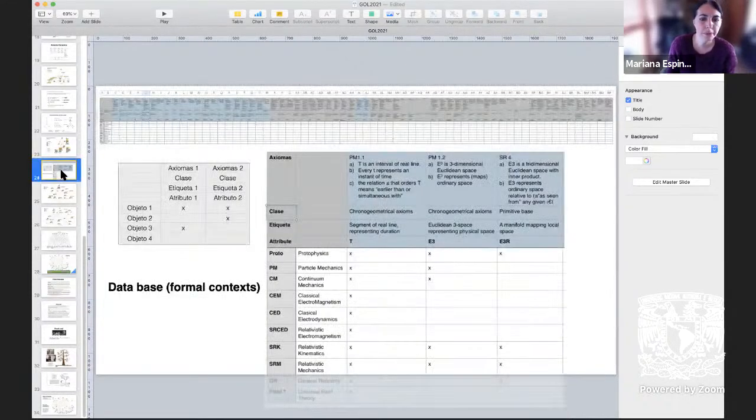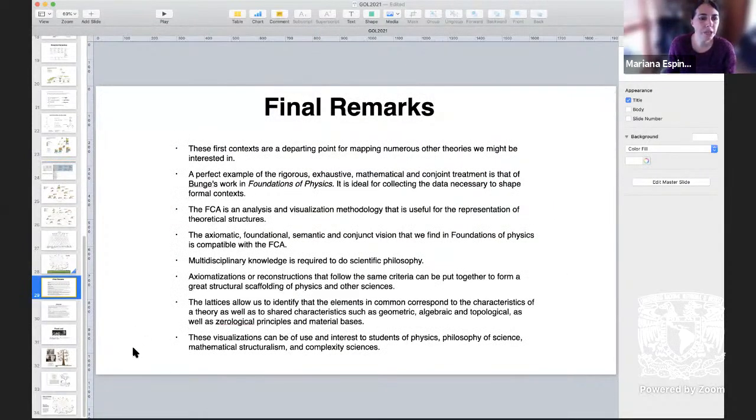Okay, very quickly, I'm going to show you here. This is my database. I have axioms. I have the class of axioms, the label that I'm going to put on every attribute, and then the attribute, because let's remember that not every software reads any labels, so we have to be careful there. And yes, my final remarks.